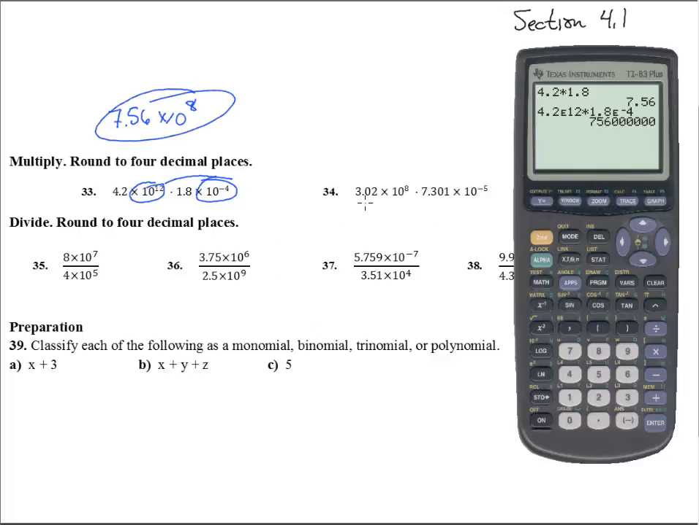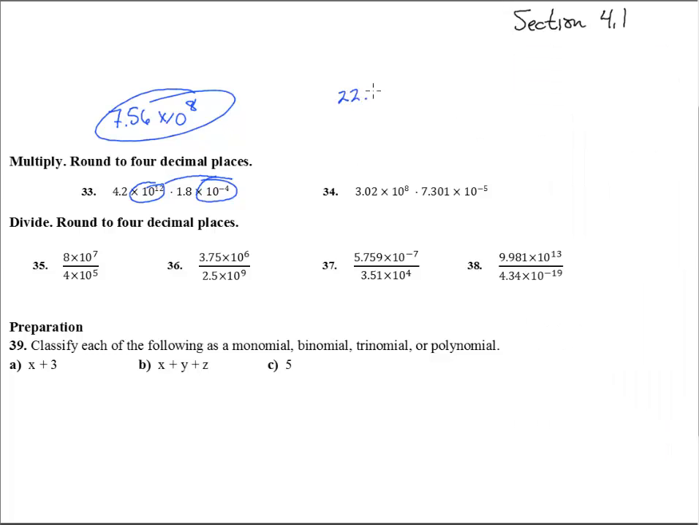Good. Now on this next one, again, let's do this one by hand. We should have 3.02 times 7.301. And that gives us 22.0490 if it says to round to 4 decimal places. So 22.0490 and times 10 to what power? Here we have an 8 and a negative 5, so that should be a 3.